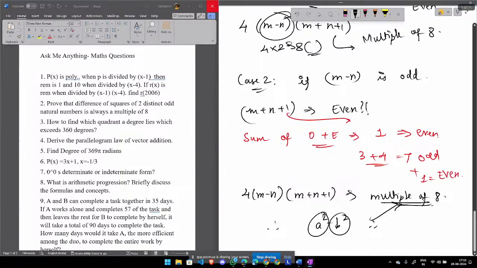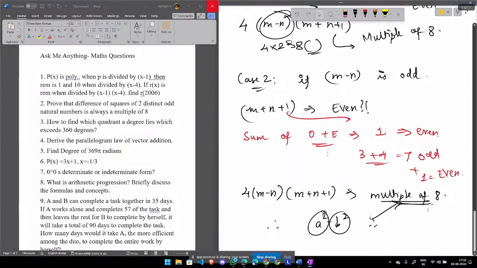Okay, everyone is clear with the proof? समझा सबको? Let's move ahead. Okay, we'll go to the next question.